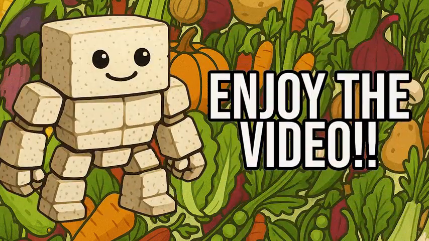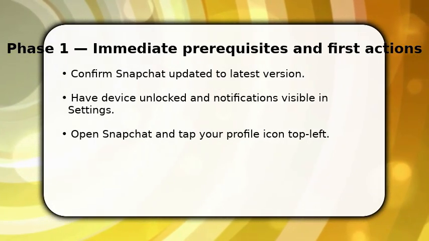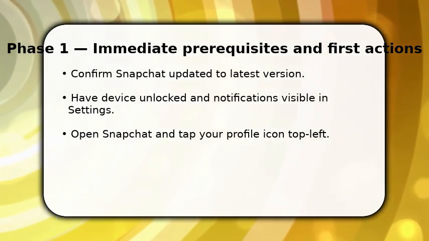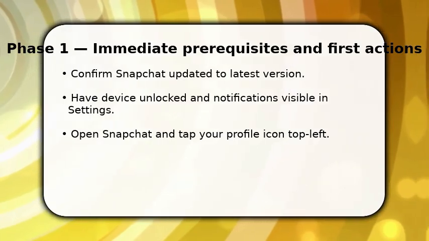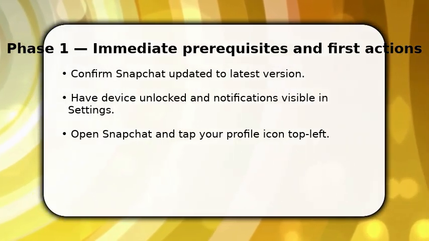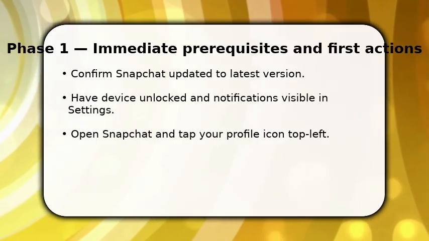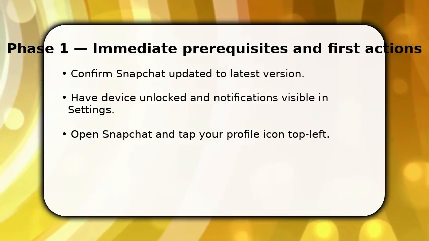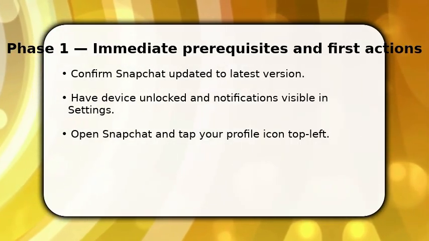Please enjoy the video. You need the app updated and the device unlocked. Once ready, open Snapchat. Tap your profile icon top left to access settings quickly. Then tap the gear icon for settings. This is where notification controls live. Make sure you're signed into the account you want to change, otherwise you'll adjust the wrong profile.